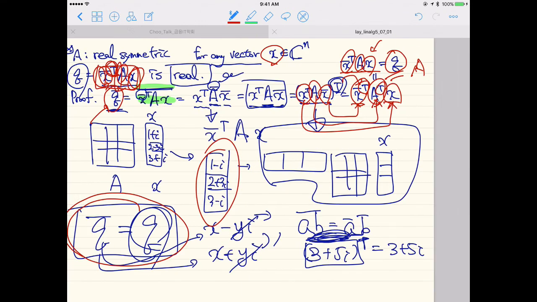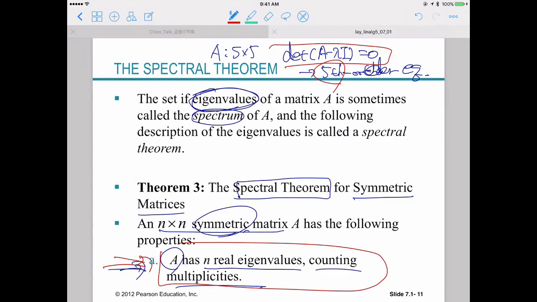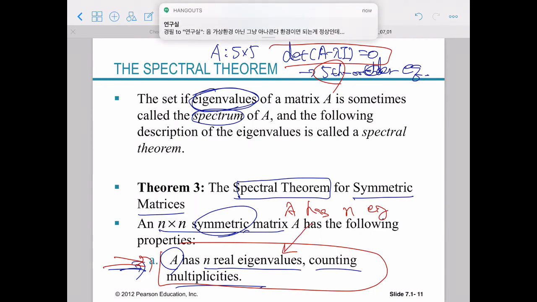So you can prove this part: A now has n real eigenvalues. For a general matrix, A will have n eigenvalues, including both real and complex numbers. But for a symmetric matrix, even these complex numbers should be real numbers. So this becomes the fact that A has n real eigenvalues.